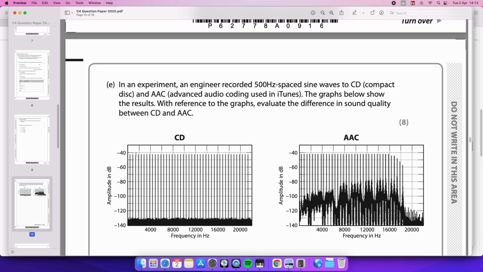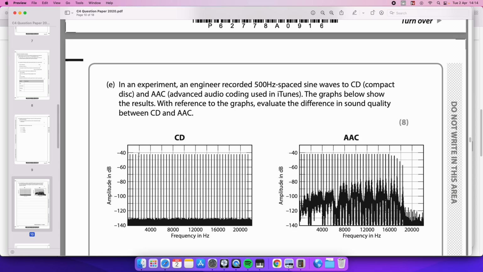So these lines at the top, these spiky boys, these are the spaced sine waves that have been blasted at 500 hertz spacing. This black stuff, all this stuff down here, this is the noise floor. Sine waves are pure waves. It's not going to have any additional harmonic content or anything like that. It's a pure tone.